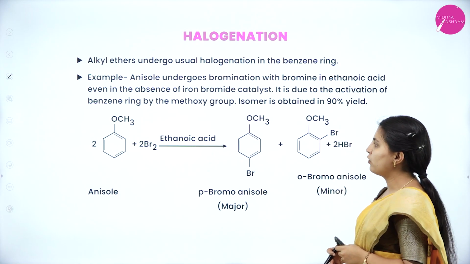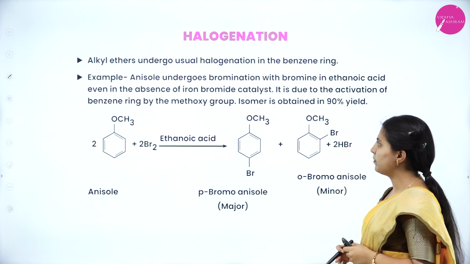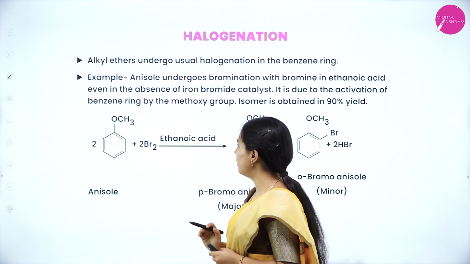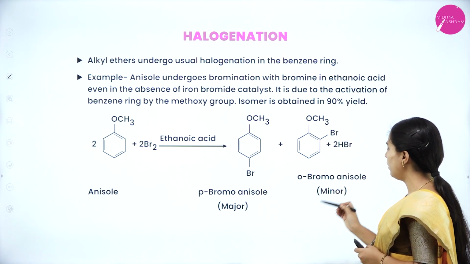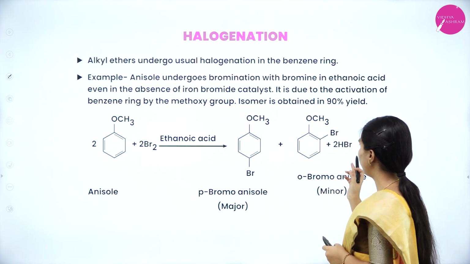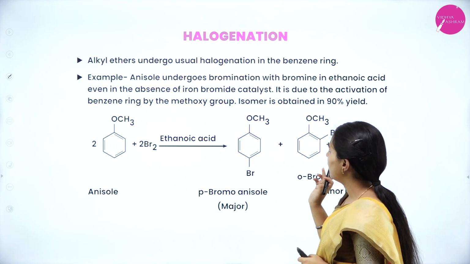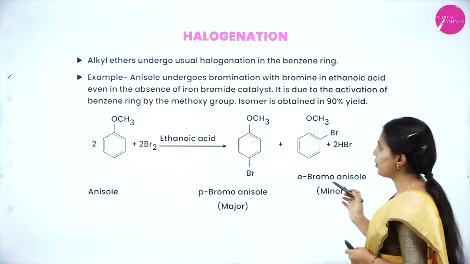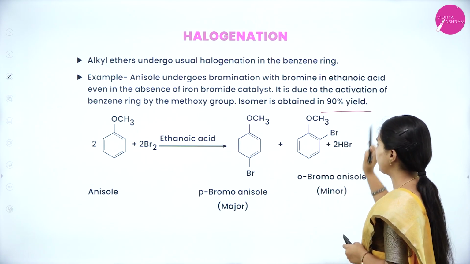Next, halogenation. Alkyl aryl ethers undergo usual halogenation in the benzene ring. Example, anisole when reacted with bromine in the presence of ethanoic acid will form para-bromoanisole and ortho-bromoanisole, and hydrogen bromide will be released. This happens even in the absence of iron bromide catalyst, due to the activation of the benzene ring by the methoxy group, and the para isomer is obtained in 90% yield.